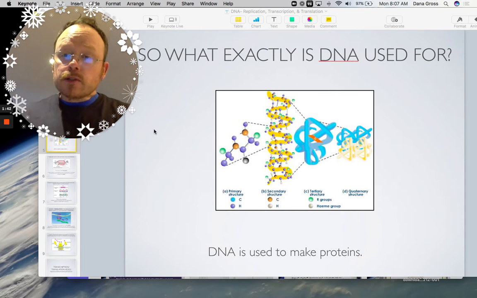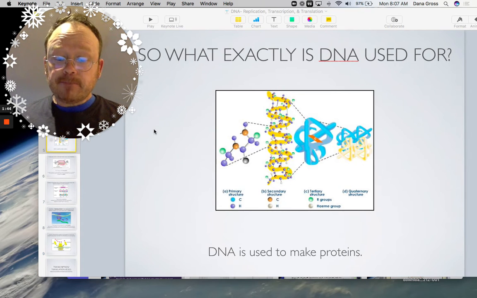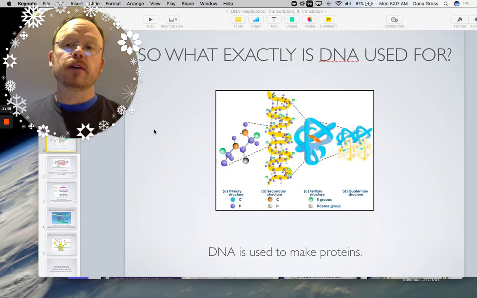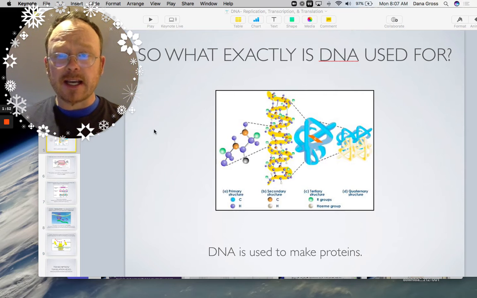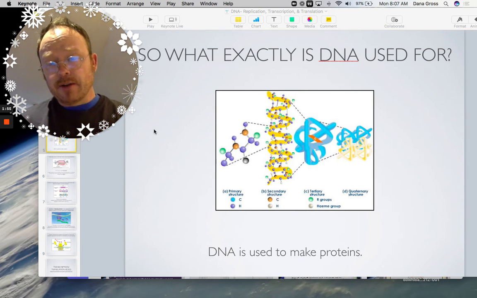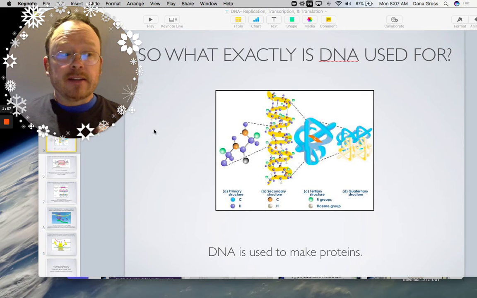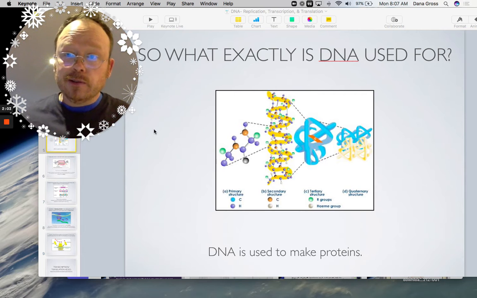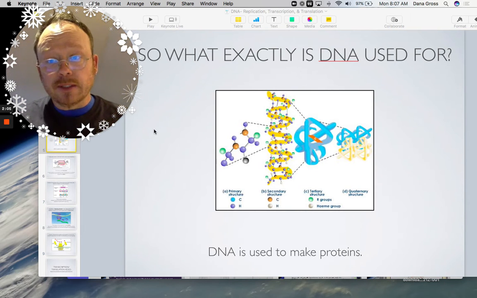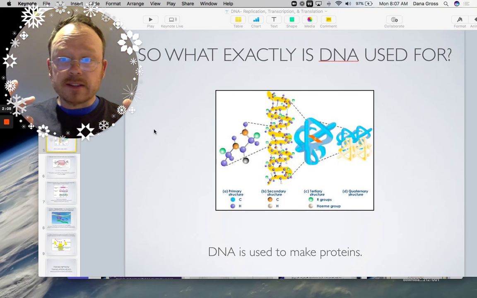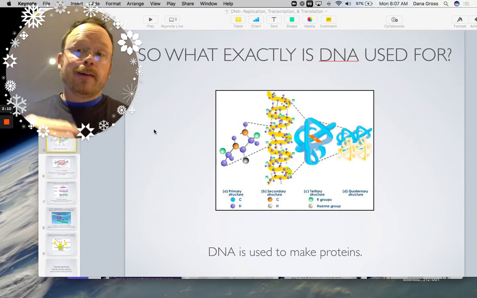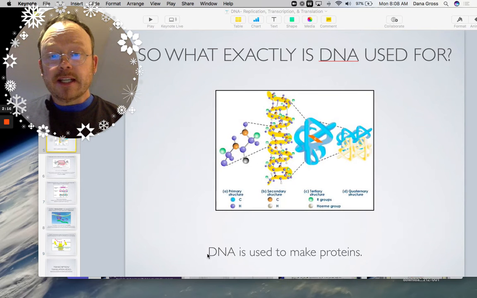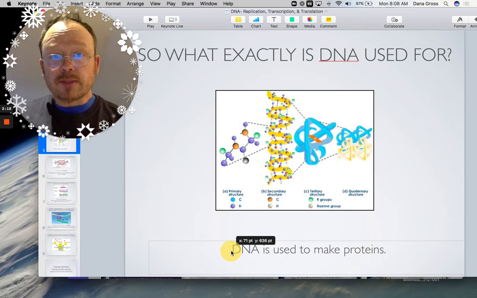So how does an organism use DNA to create its own unique structure? How did my cells use the information in my DNA to create this structure? How did your cells use the DNA in your nucleus to create your structure? How did the oak tree use the DNA in its cells, in the nucleus of every one of its cells to create that oak tree? Okay, and here's the short answer. The information in DNA is used to make proteins.